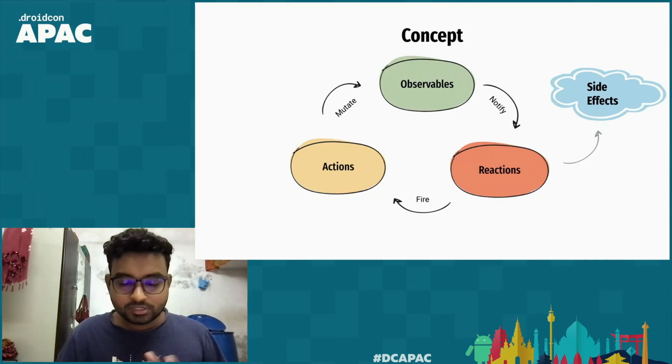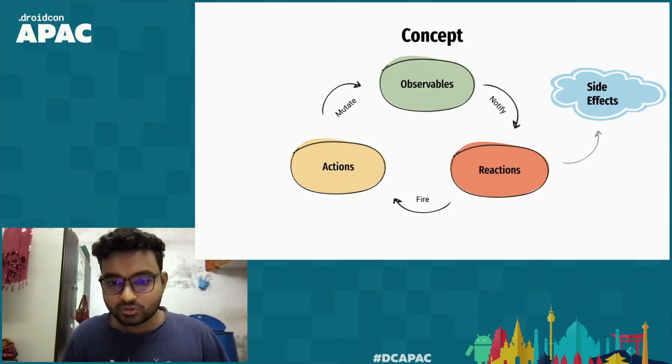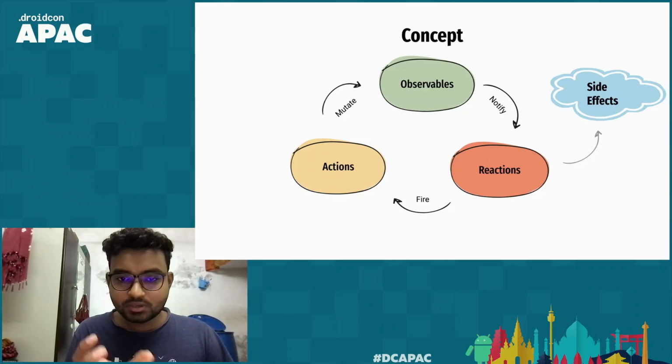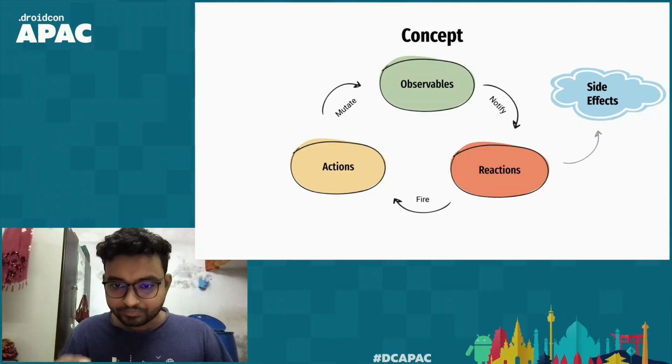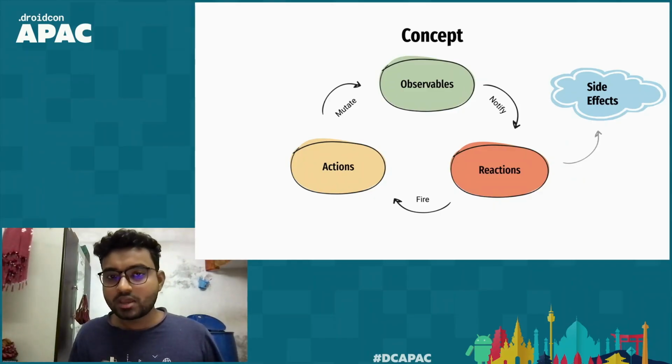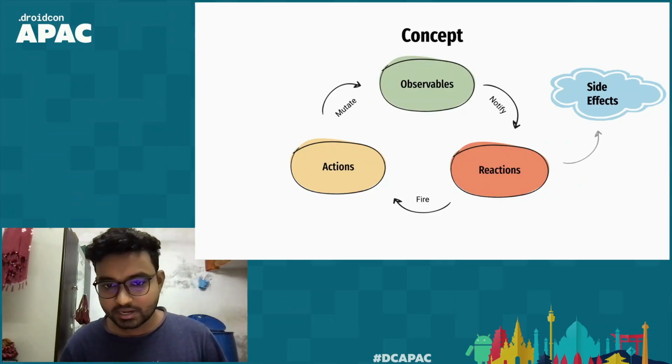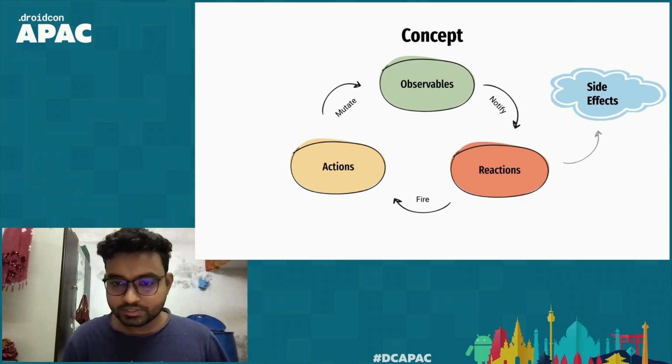So first, as I talked about earlier, there are observables that we are going to consume. Whenever an observable changes, we are going to notify our reactions. It will notify the reactions, and they will re-render our UI as a side effect. So if you want to show a toast message, a snack bar, a pop-up, anything like that, we can do it using reactions.